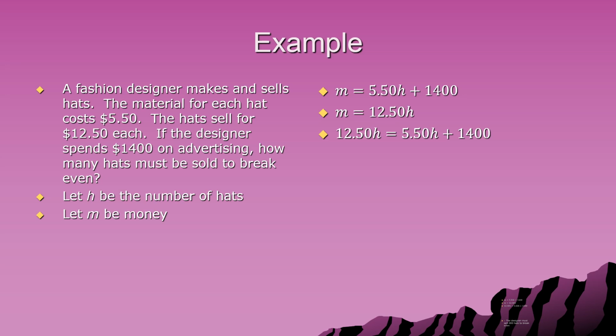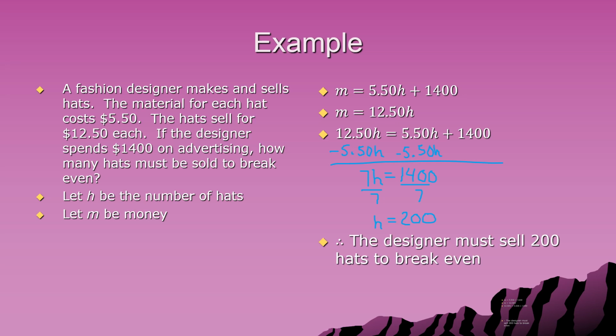So 12.50H is equal to 5.50H plus 1400. I then am going to subtract 5.5H from both sides to get 7H equal to 1400. Dividing by 7 gives me H equal to 200. There's no need for me to go back and find M because the question is asking me for how many hats must be sold to break even. So the designer must sell 200 hats to break even.